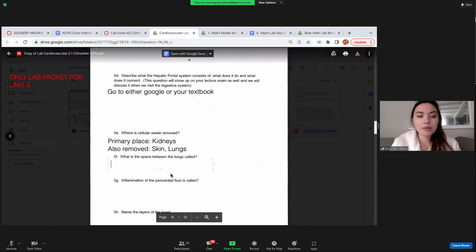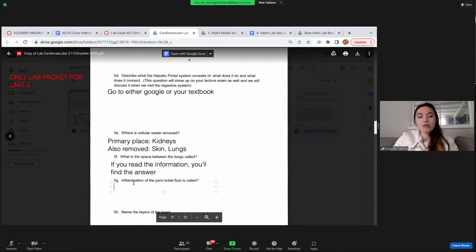What is the space between the lungs called? If you read the information on all of those pages, you'll find the answer. Does that make sense? All of those pages in the beginning of this packet will tell you the answer to 5F. Same for 5G. Read the packet and it'll tell you the information. I'm not giving you the answers just because I'm trying to show you guys exactly where to go for the answers, and hopefully that'll be easier for you to find them. So again, 5F and 5G, both of that information is found right here in the packet.